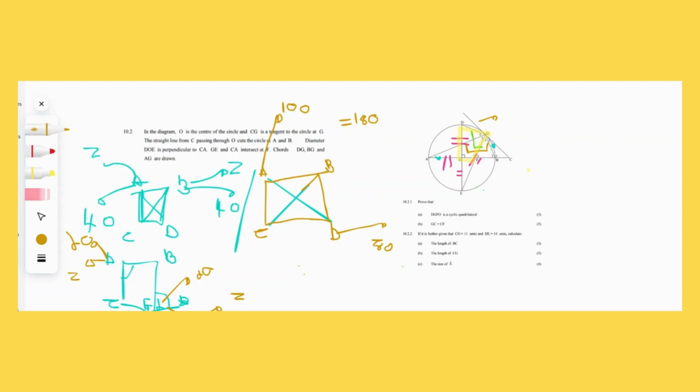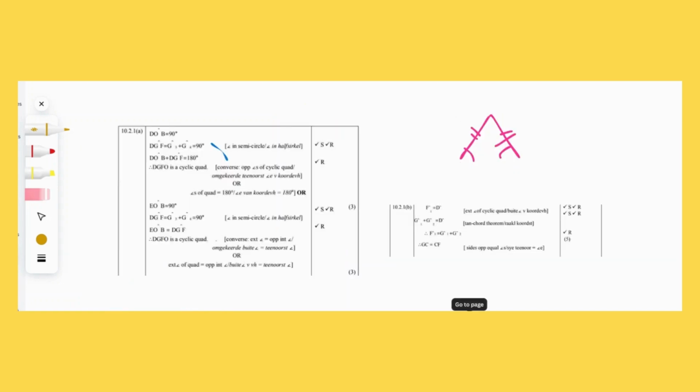And so there is a certain way that you have to structure your answers, or you will not receive any marks whatsoever. You have to see that DOB would be the O, the center. Remember, it's 90 degrees. That's something they've already provided to us. DOB equals 90 degrees. DGF, which is G3 plus G4, equals 90 degrees because of angles in a semicircle. And then you have to construct a little equation for yourself illustrating that DOB plus G3 plus G4 equals 180 degrees. And then you have to substantiate your final statement by stating that DGFO is indeed a cyclic quad, converse.